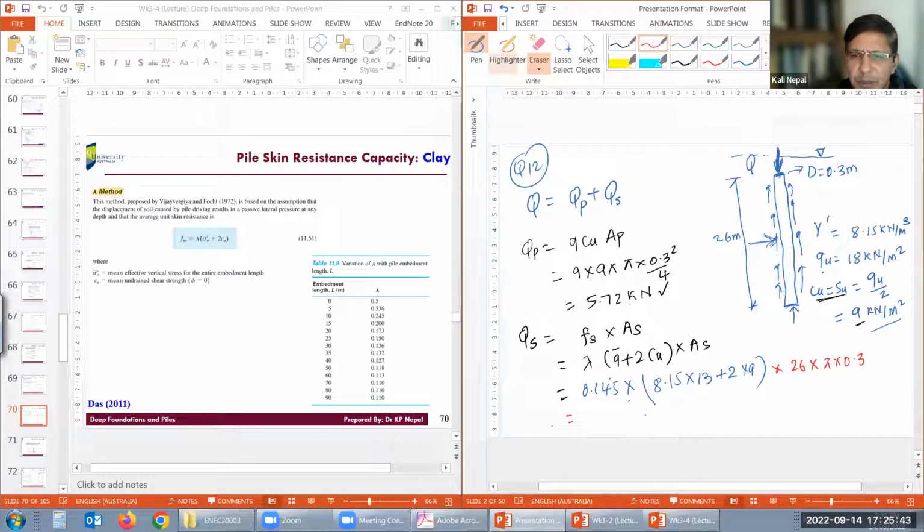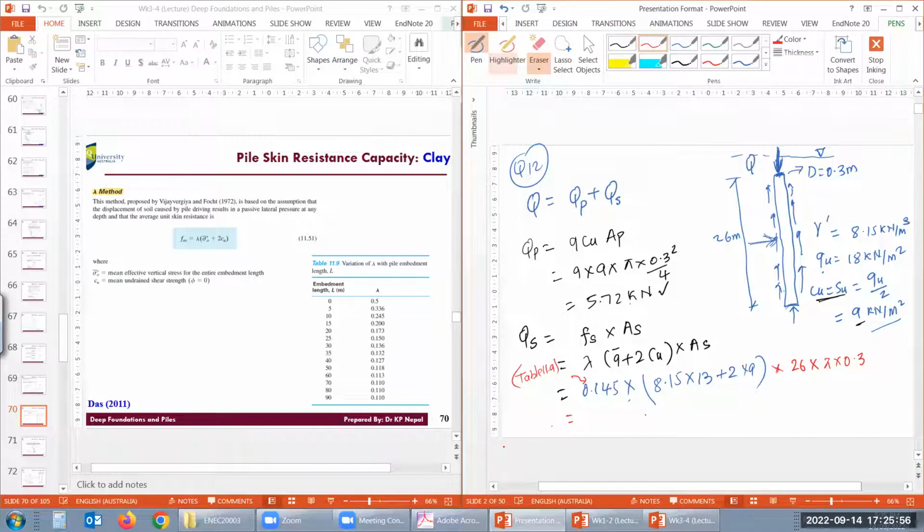By the way, when you write that lambda, you need to provide the table. Just write table or equations, Table 11.9, okay? How much did you get? Not it? All right.